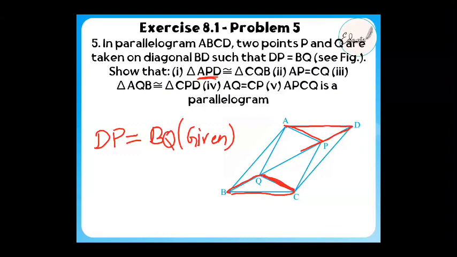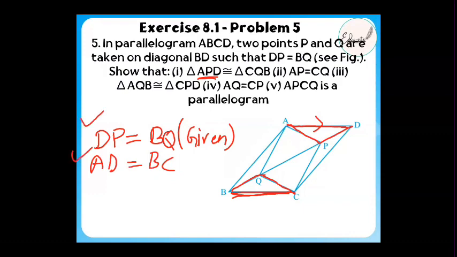It's very easy. Come on, show me how you prove congruency. AD equals BC. Why? Because opposite sides of a parallelogram are equal. Yes. So this is one thing you can take. AD equals BC, and this is already given. DP is equal to PQ. We have got two sides. We need one angle.